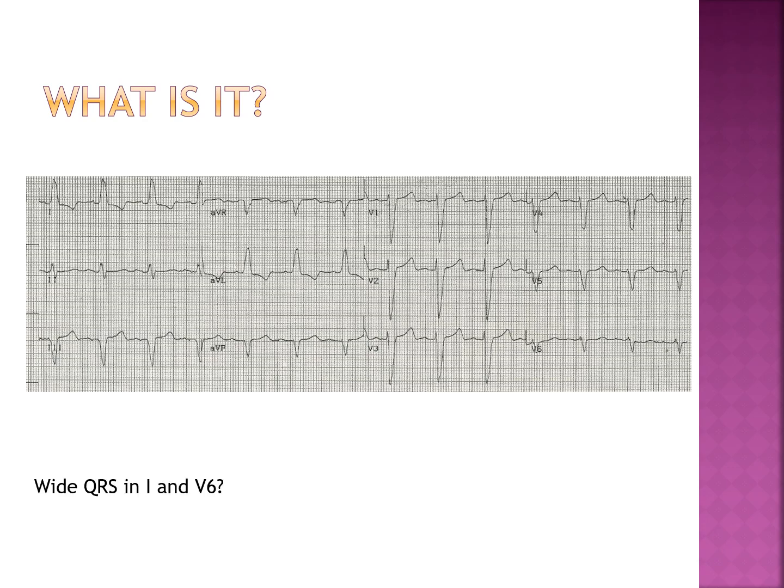So do we have a wide QRS complex in 1 and V6? Yes, and we also have a wide complex in AVL and V5, which are also our lateral leads. So we need to think about a left bundle branch block. What are our terminal forces in V1? They're downward. To turn left, you push the signal down. So we have a left bundle branch block. It is just that easy.